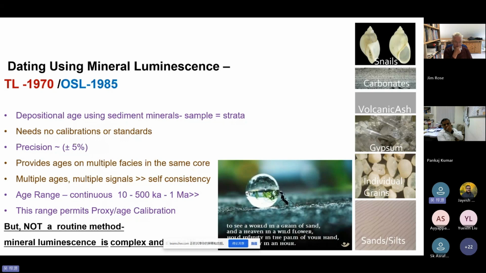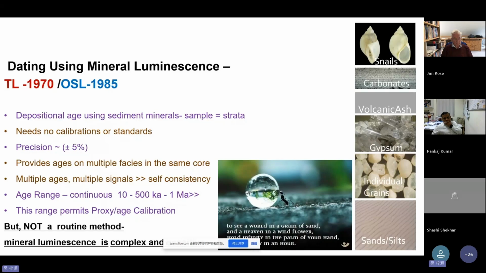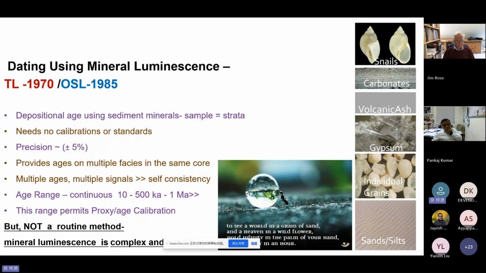The age range is continuous from 10 years to about 500,000 years, in some cases a million years time scale. And it's important because from 10 years to about 150 years, we have instrumental records. Therefore, this method would allow you to calibrate all your data and then extrapolate backwards with more confidence than you would otherwise. So calibration of proxy with time is possible with this technique.